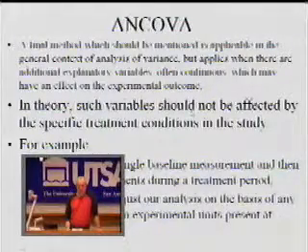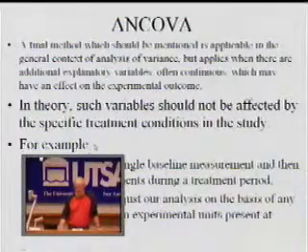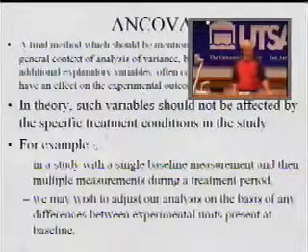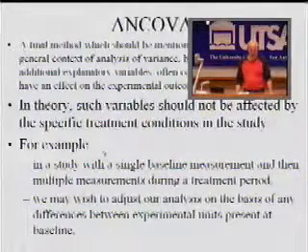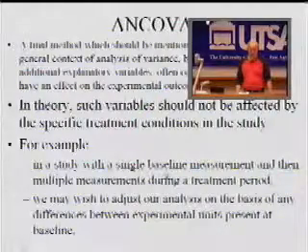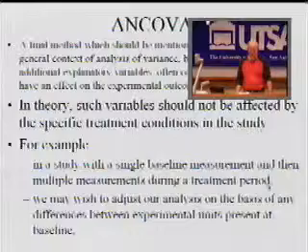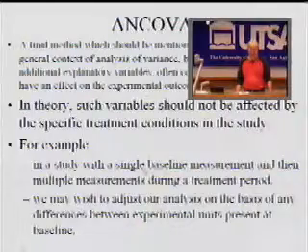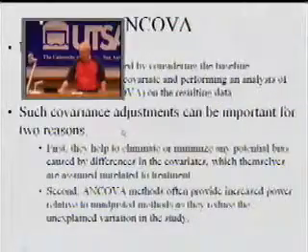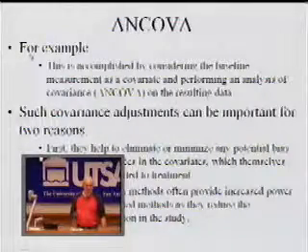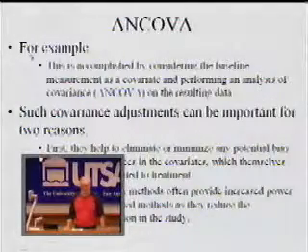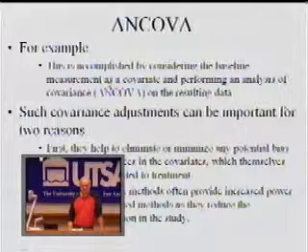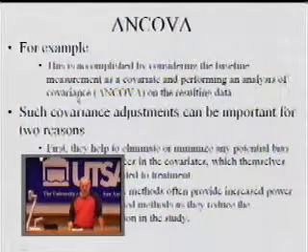So in theory, such variables should not be affected by the specific treatment conditions in the study. That's what I said, age was one that is sometimes used. For example, in a study with a single baseline measurement and then multiple measurements during a treatment period, we may wish to adjust our analysis on the basis of any difference between experimental units present at baseline. Age, as I said, gender is another example. Stage of the menstrual cycle if you're examining only human females. For example, this is accomplished by considering the baseline measurement as a covariate and performing an analysis of covariance on the resulting data.